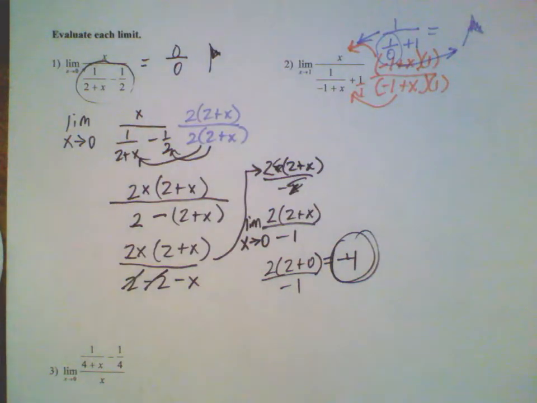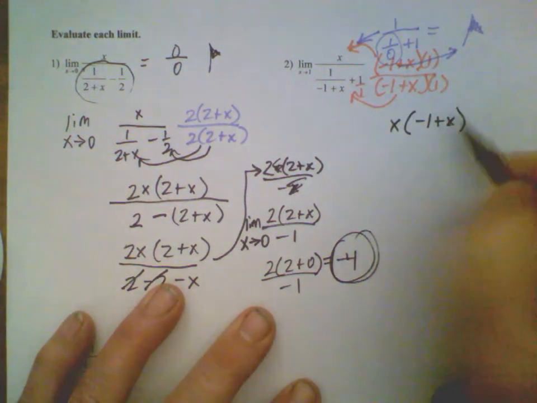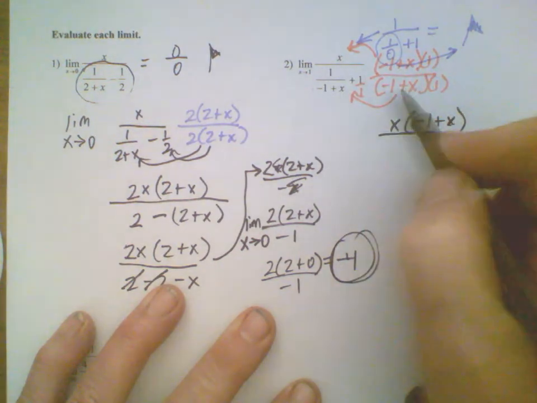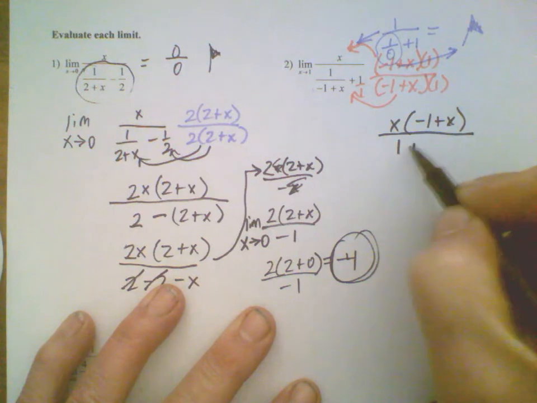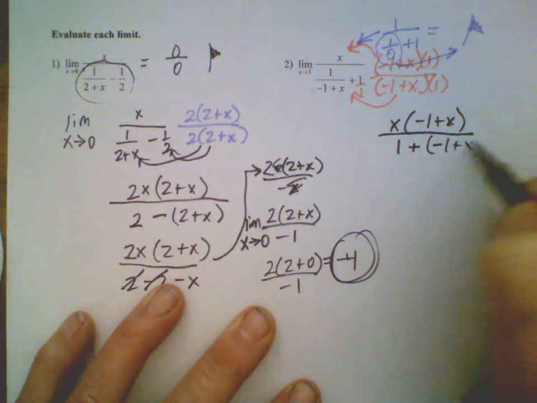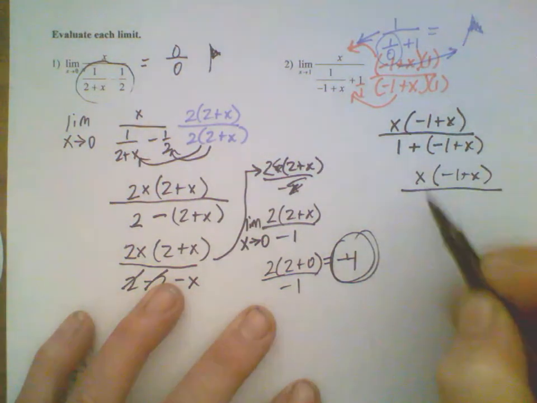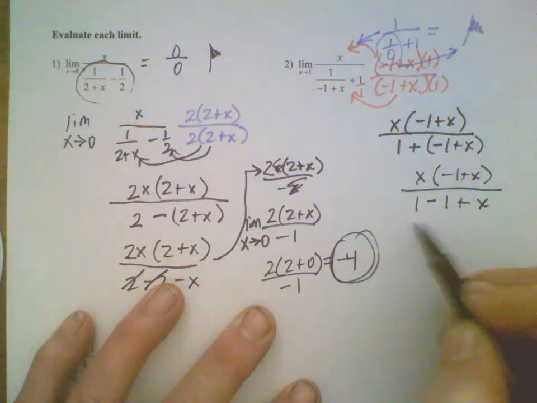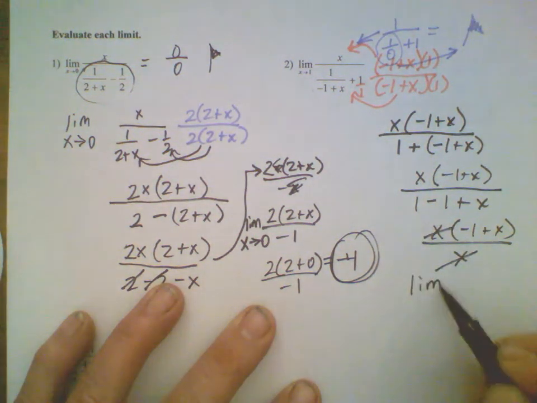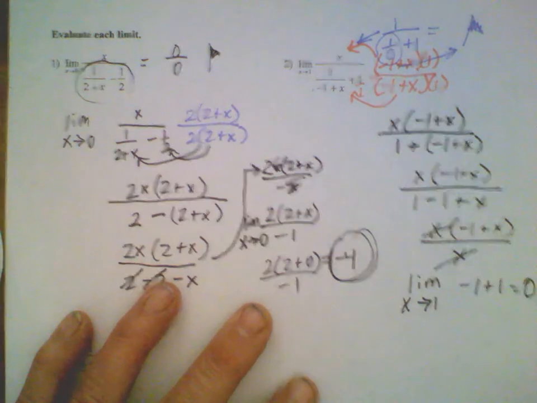The top will give me x times negative 1 plus x. On the bottom, when I multiply the first fraction, the negative 1 plus x cancels out, leaving me with 1. Plus, when I do the second fraction, the 1 cancels out, and that leaves me with negative 1 plus x. Simplifying, I get x times negative 1 plus x over 1 minus 1 plus x, or x times negative 1 plus x over x. The x's cancel out. Then I can redo my limit as x approaches 1. I would end up with negative 1 plus 1, or 0, for that limit.